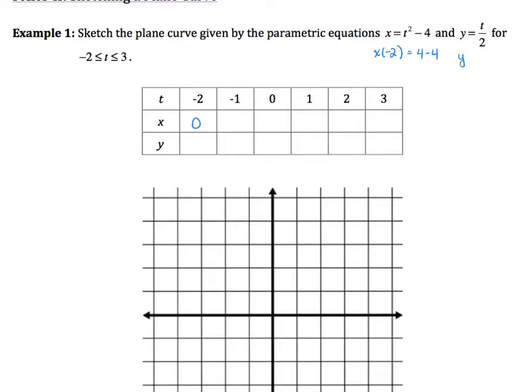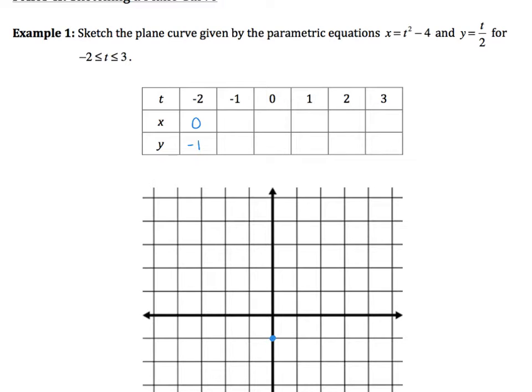And then for y, we've got -2 over 2, which is -1. Okay, so that gives us an ordered pair, which is x equals 0, y equals -1. So we start down here. Okay, and so I'm just going to erase this for clarity here. It's not hard to see the idea behind what we're doing.